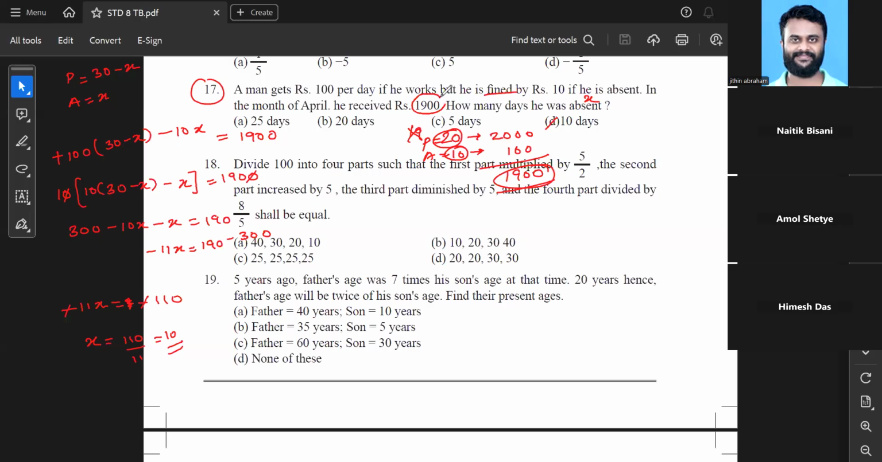If 20 wouldn't work, then you'll go for 21. The next option is P equal to 21 and A equal to 9. Sir, check that, isn't that in the options?